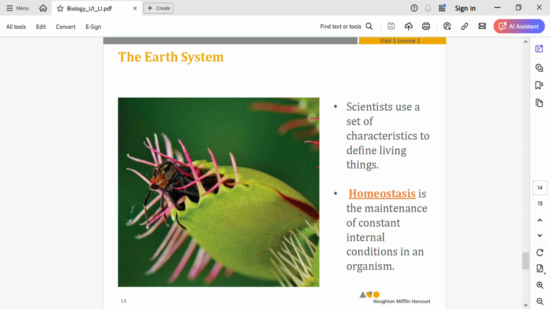The living systems interact with non-living systems to maintain homeostasis. In this picture you can see two living systems interact in order to maintain homeostasis of this plant.